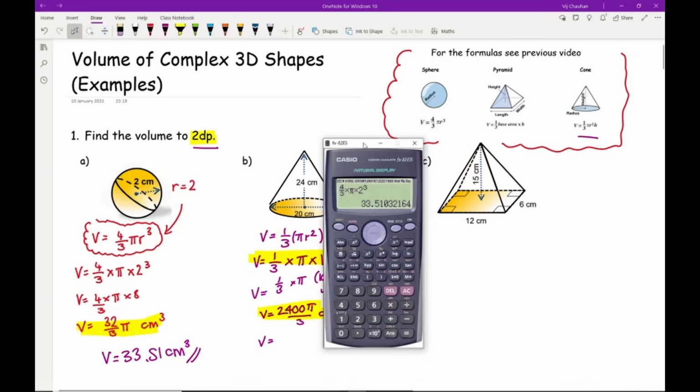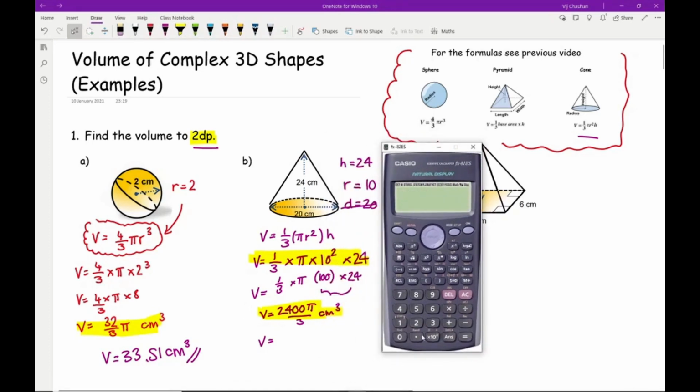So we'll just get the calculator up again, just showing you exactly how to type it in. So I've got 1/3 times pi times 10 squared times 24, and it gives me 800 pi, which is exactly what 2400 divided by 3 is.